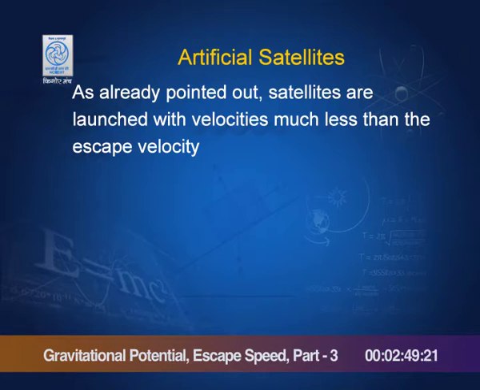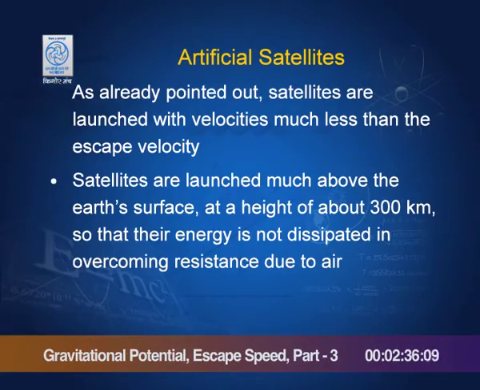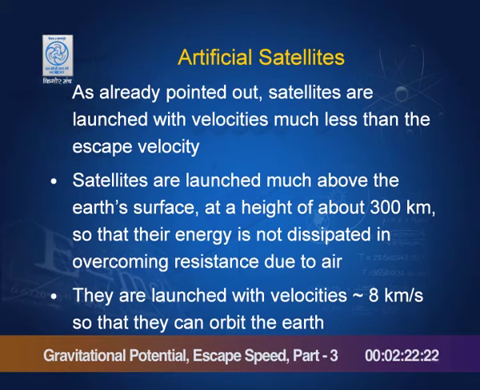Artificial satellites. I have already pointed out that satellites are launched with velocities much less than the escape velocity. Why? Because we want to keep them in the Earth's field, we do not want them to escape, and they are usually launched from a height of about 300 kilometers. So that the resistance of the air is small and therefore, not much energy is lost in overcoming this drag due to air, and they are launched with velocities of the order of 8 kilometers per second, so that they can orbit the earth.